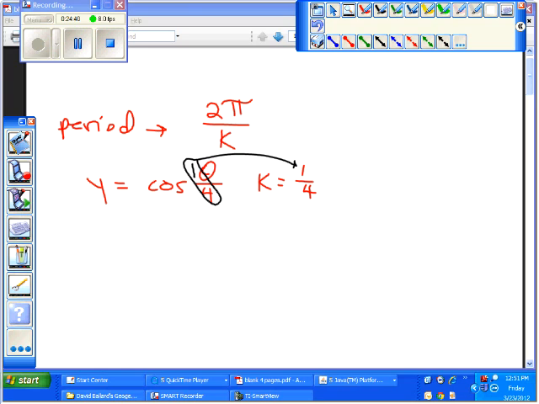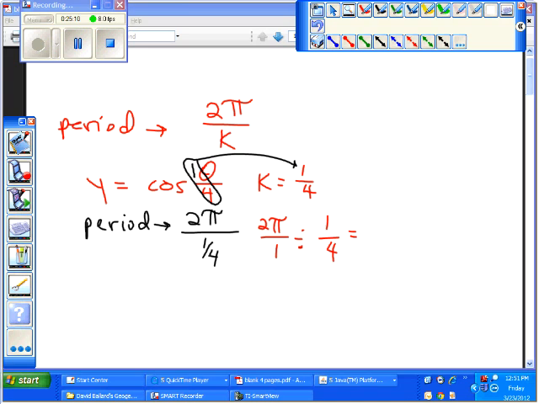Now, so we know our k. So how do we find our period? The period is 2 pi divided by k, which is 1/4. Now that's going to give some people a hard time. We need to divide by 1/4. So how do you do that on paper? Well, we have 2 pi over 1 divided by 1/4. I'm just going to work it all out so we don't miss it. 2 pi over 1 divided by 1 over 4.